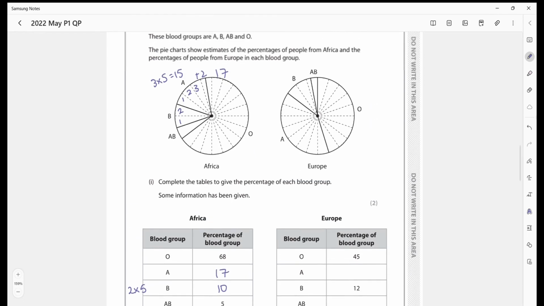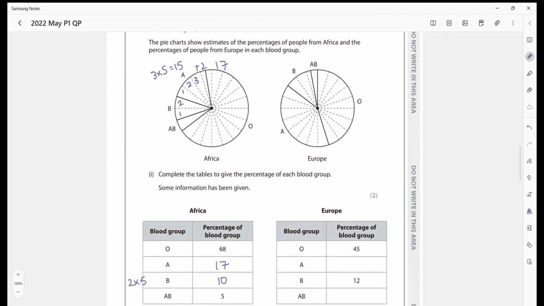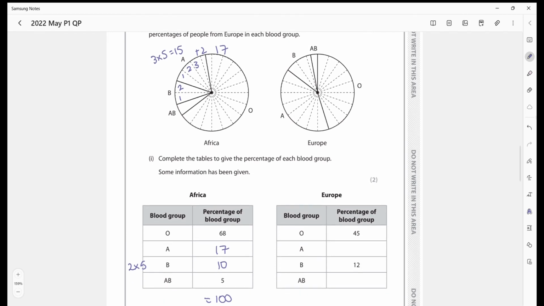All right, let's do the blood group for Europe. So here, let's start with A. Right, so with A we have 1, 2, 3, 4, 5, 6, 7, 8. So that would be 8 times 5. 8 times 5 gives you 40. Let me just remove this and this one as well.